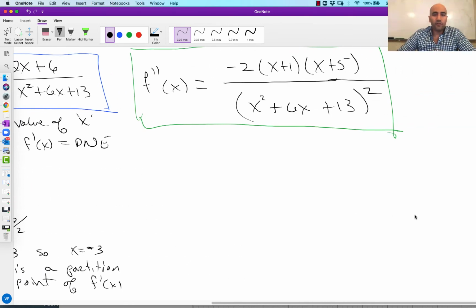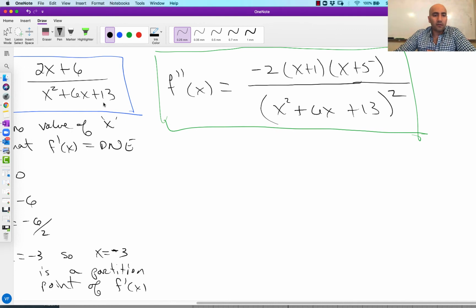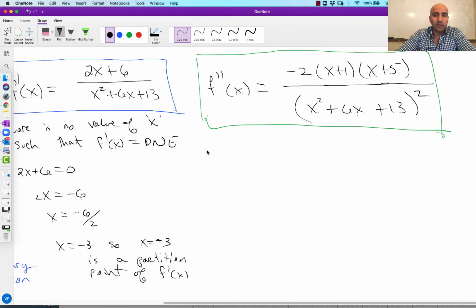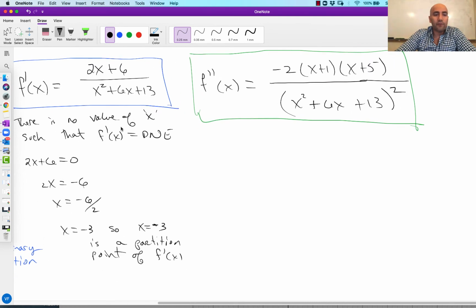Well, just like the first derivative, the second derivative is not going to have a place where it's undefined, right? Because there's no way the denominator could ever equal 0. It's the exact same denominator as that one, it's being squared. So we already know, just like in the first derivative, that there is no value of x such that the second derivative does not exist.